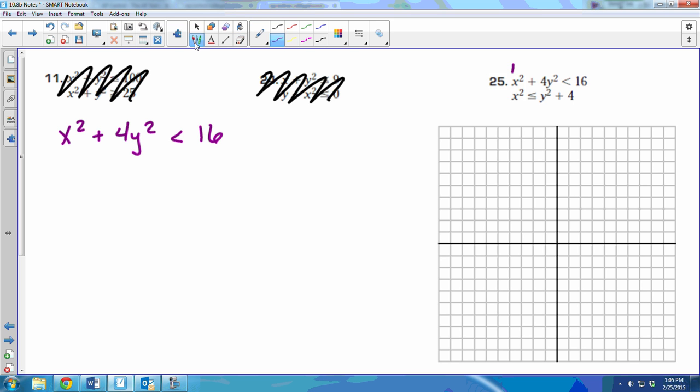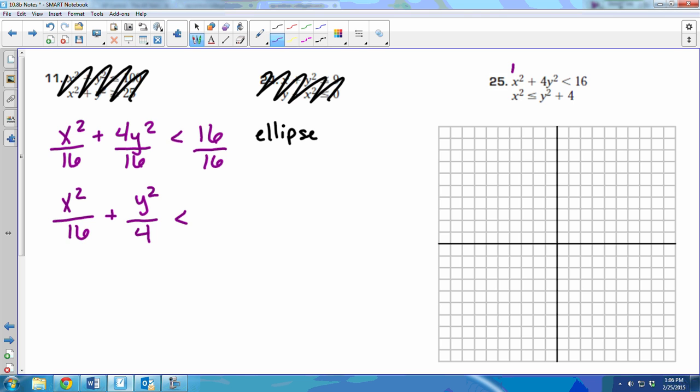So it's an ellipse. I've got to write the equation for this. An ellipse has to be equal to 1 or less than or greater than or whatever. It has to have 1, right? So I need to divide by 16. So I have x squared over 16 plus y squared over 4 less than 1.